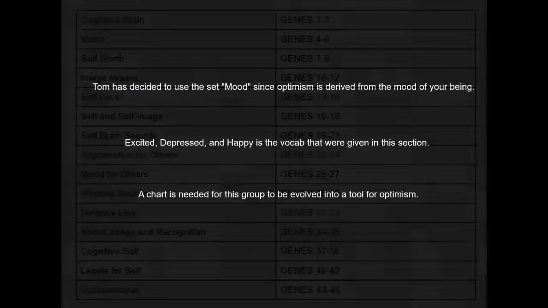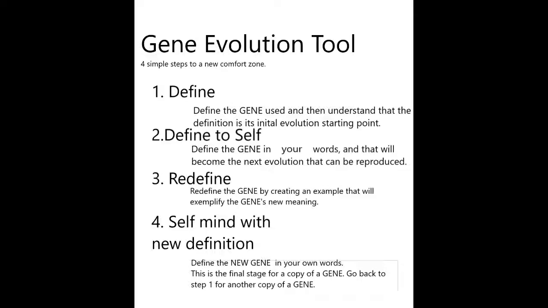So going back to the example, Tom has decided to use the set mood since optimism is derived from the mood of your being. Excited, depressed, and happy is the vocab that we're given for the section. A chart should be created for this group to be evolved. Gene evolution tool. There are 4 simple steps to a new comfort zone. 4 simple steps to create a new gene, or a copy of the gene from before if you would like another way to explain it.